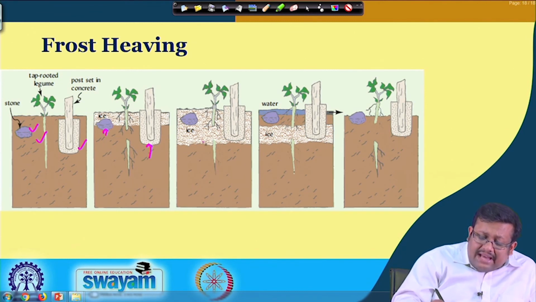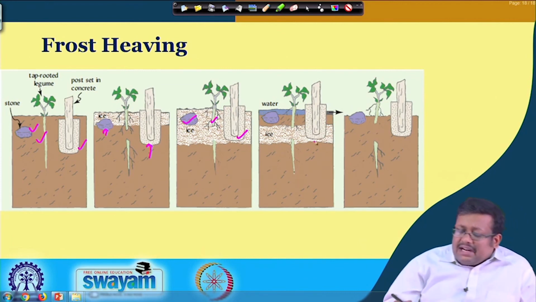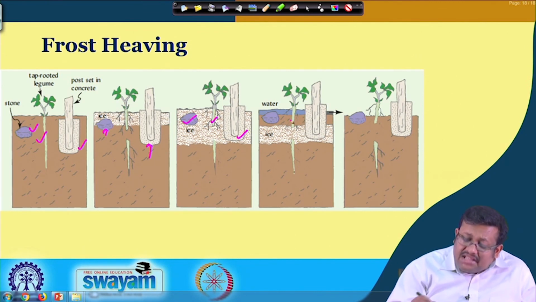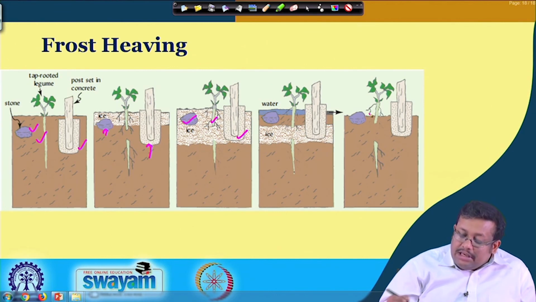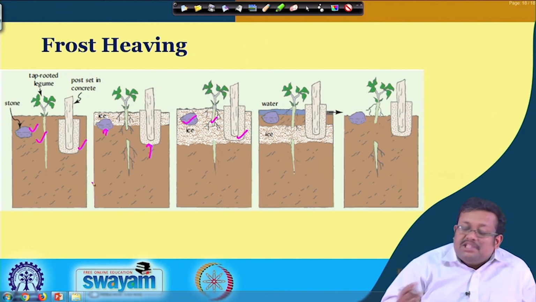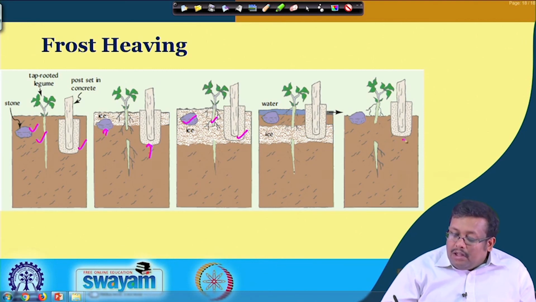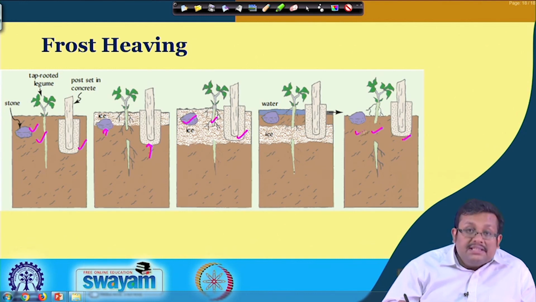And as the ice lens continues to grow, the relative position of this post, ice and this plant increases. After a certain period of time, when the ice melts, the melting starts from the top obviously, but after the total melting of the ice, you will see a relative upward displacement of all the objects, starting from this post and this plant as well as this stone.